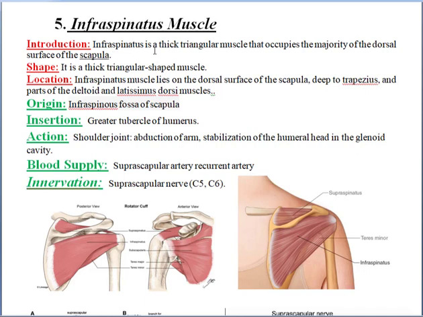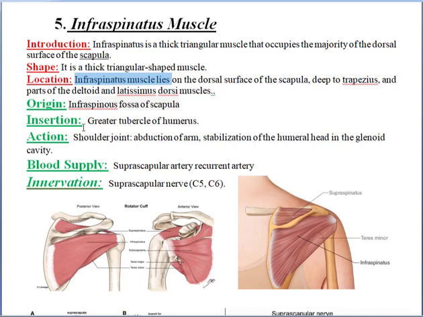The infraspinatus muscle is a thick triangular muscle that occupies the majority of the dorsal surface of the scapula, right? What is its shape? It is a thick triangular muscle. Its location: the infraspinatus muscle lies on the dorsal surface of the scapula, deep to the trapezius and parts of the deltoid and latissimus dorsi muscle, right? So it is located on the dorsal surface of the scapula.